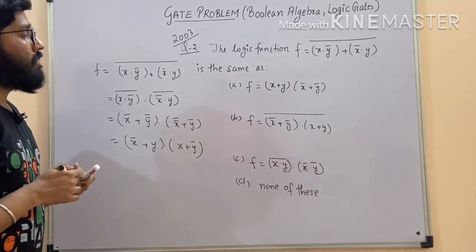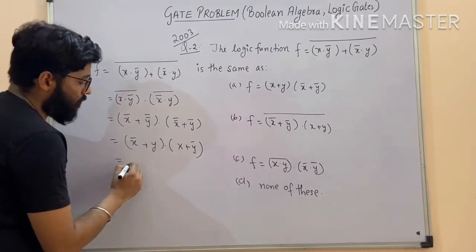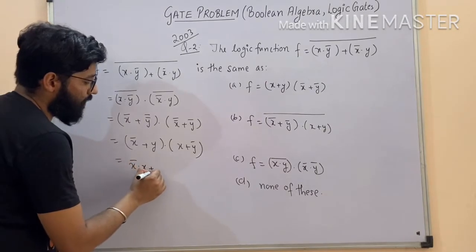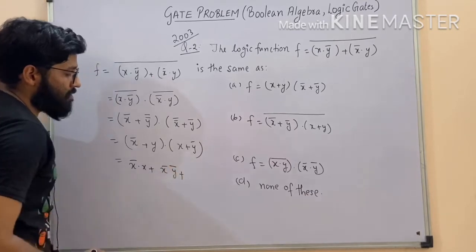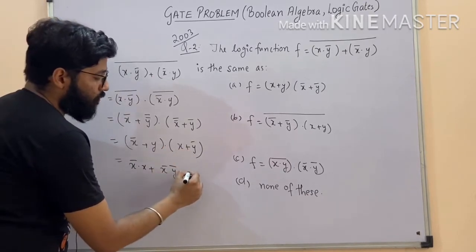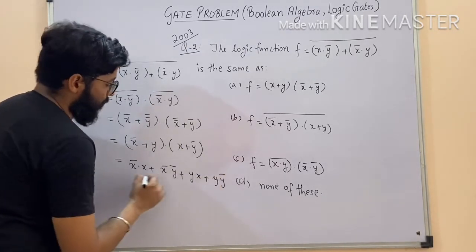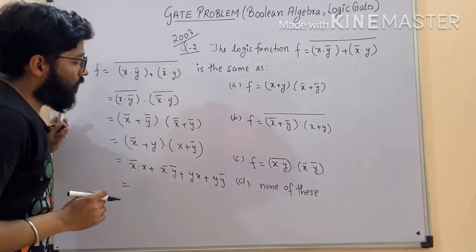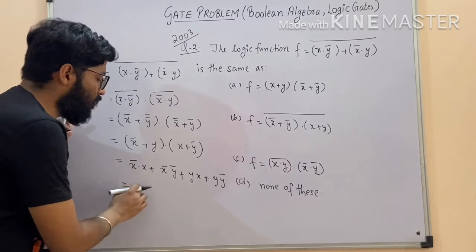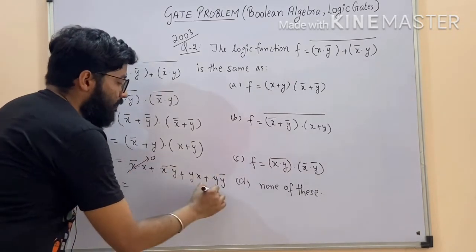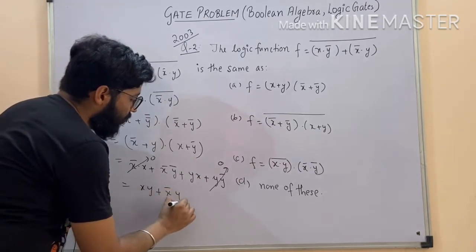So you have to simplify your expression again. Now multiply this x to this, you will get x complement x, plus x complement y complement, plus y multiplied by x, you will get yx, plus y into y complement. Now in Boolean algebra there is a property that x complement and x is 0, and this becomes 0, so you get the answer xy plus x complement y complement.